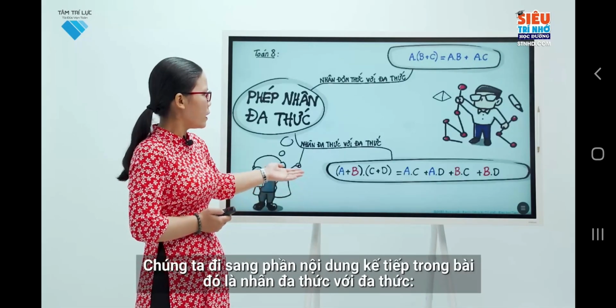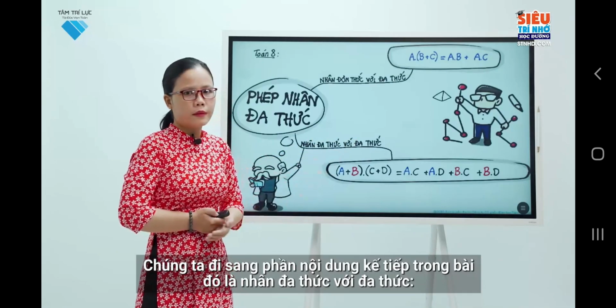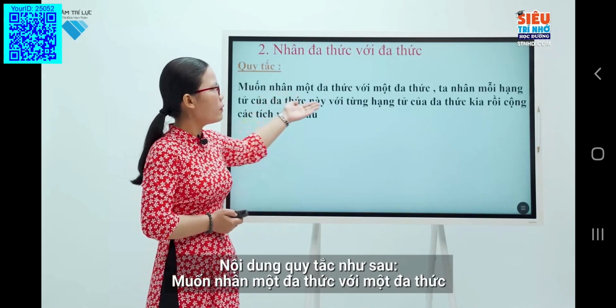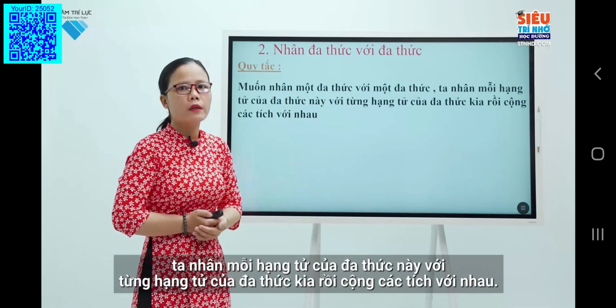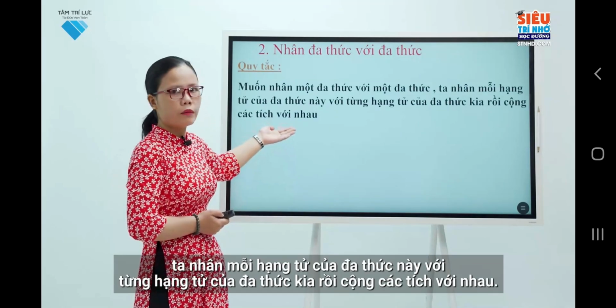We go to the next content in the lesson, that is, multiplying a polynomial by a polynomial. The content of the rule is as follows. To multiply a polynomial by a polynomial, we multiply each term of this polynomial by each term of the other polynomial, and then add the products.